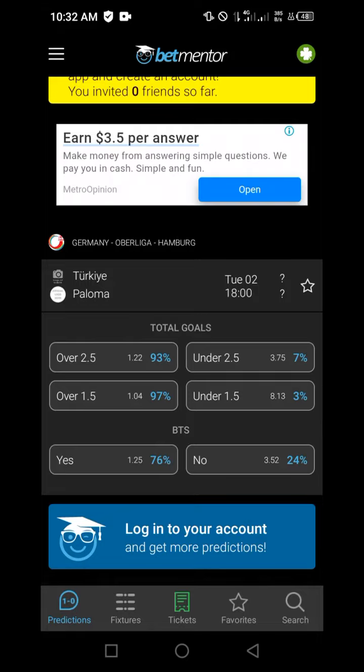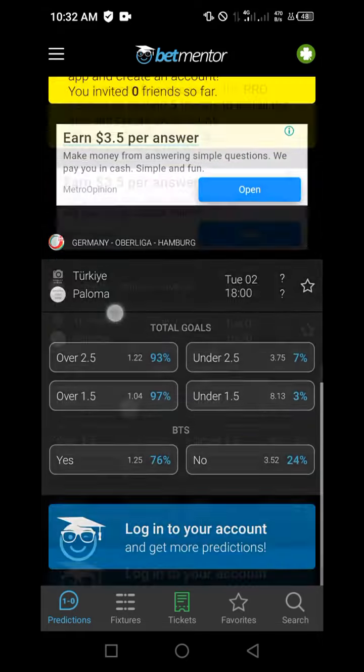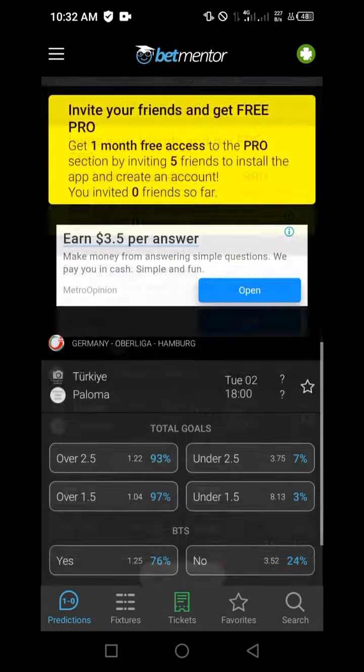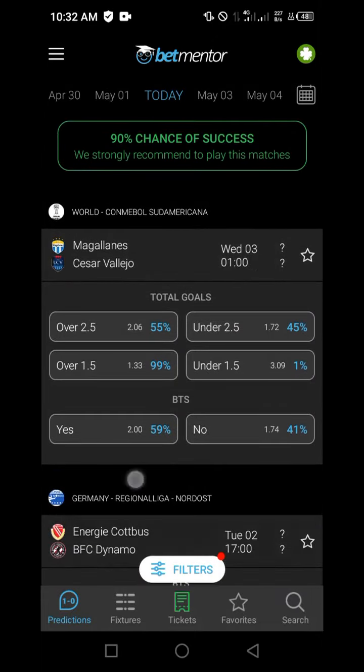So you are going to use this same strategy to come out with the best pick 10 as bankers of the day using this app called Bet Mentor. So this is the top strategy that you can use to come up with the best picks 10 as bankers of the day to include them in your bet slip.